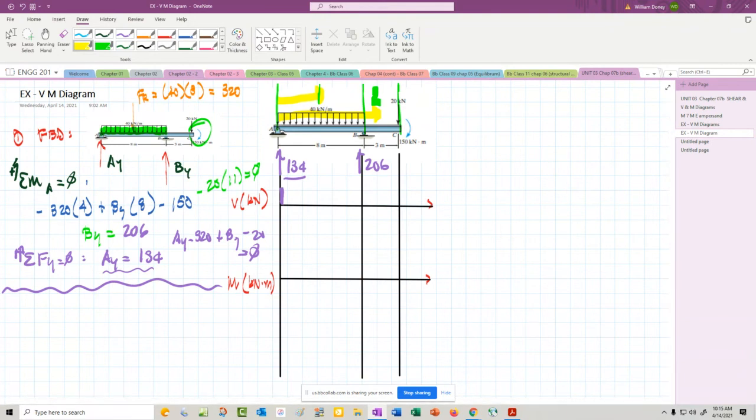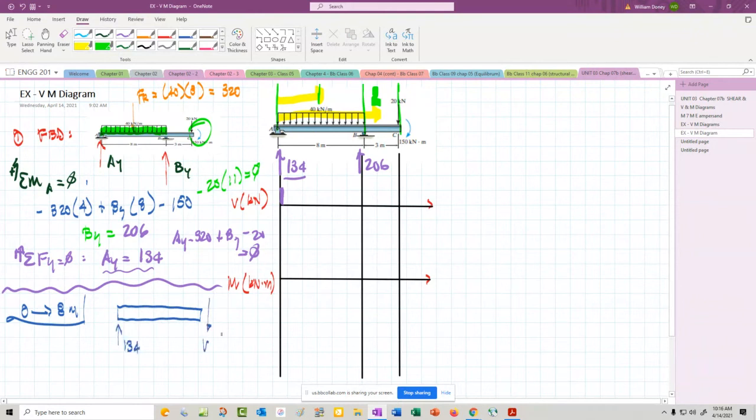Okay. All right, so let's do the section between 0 to 8, right? 0 to 8. If I draw that section real quickly, I get this. I have 134 up. I have the shear there. I have the moment there. How do I deal with this loading up on top here? Well, I'm still going to have that loading as far over as the cut. It will be X long.